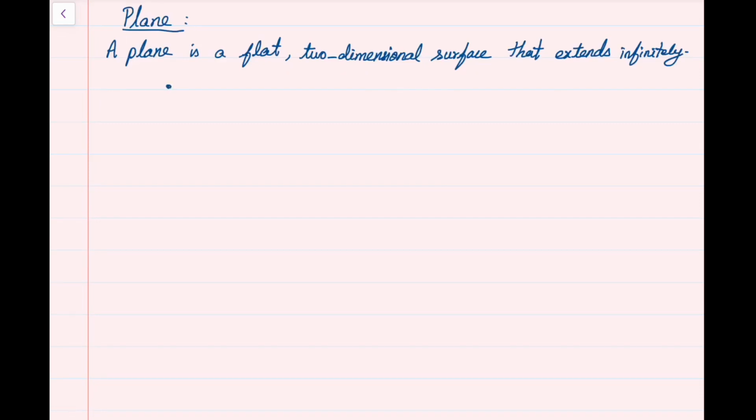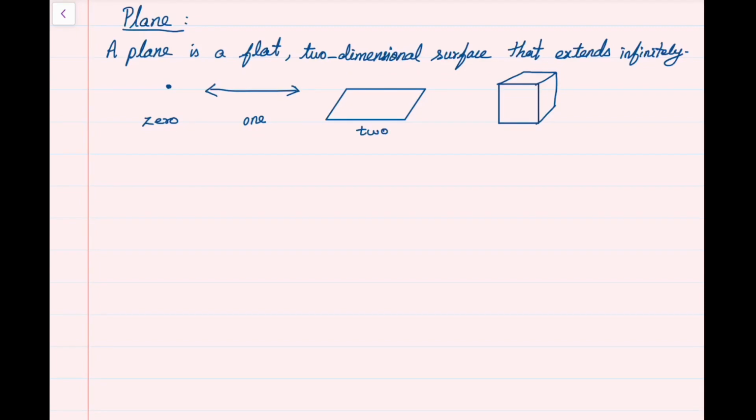Let us consider a point. It has 0 dimension. Consider a line. It has 1 dimension. Consider a plane. It is a two-dimensional figure. Now, for example, let us take a cube. It is a three-dimensional figure. A point has 0 dimension, a line has 1 dimension, a plane has 2 dimensions, and a cube has 3 dimensions.